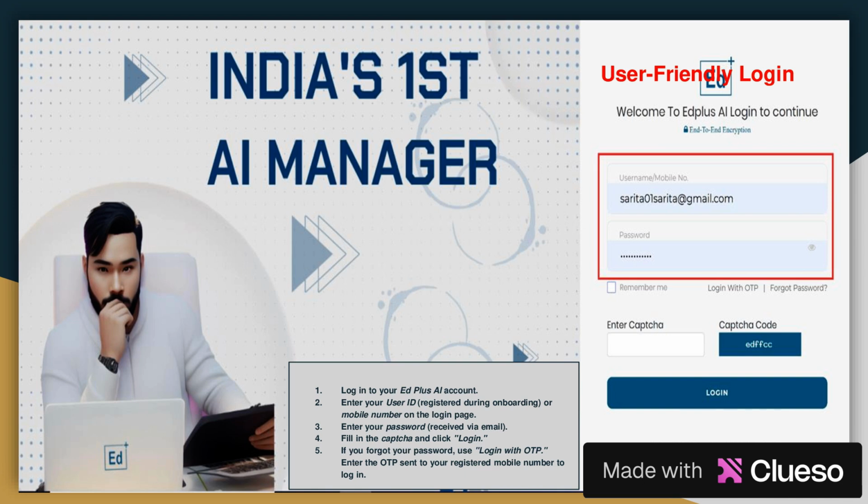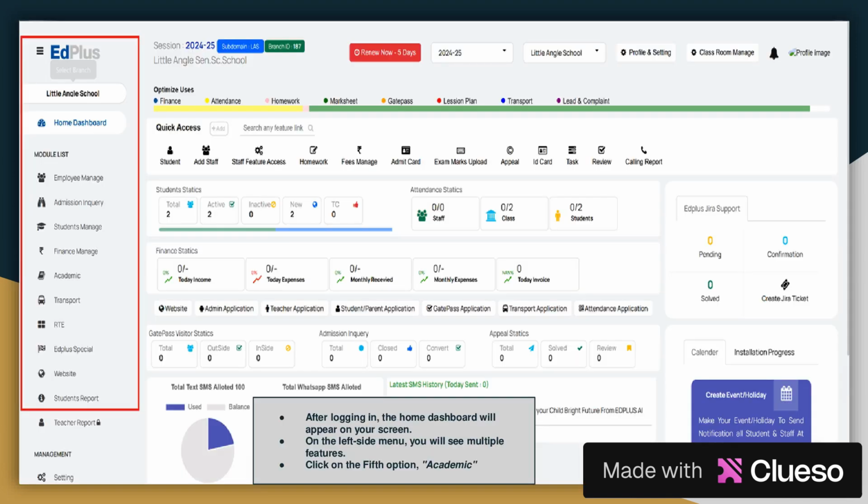Simply enter your registered email and password, fill in the CAPTCHA, and you're ready to go. The login screen is designed to be intuitive, ensuring that you can access your account quickly and securely. Once you've logged in, you'll land on the home dashboard. Here, you'll see a variety of modules and features available on the left side of your screen.